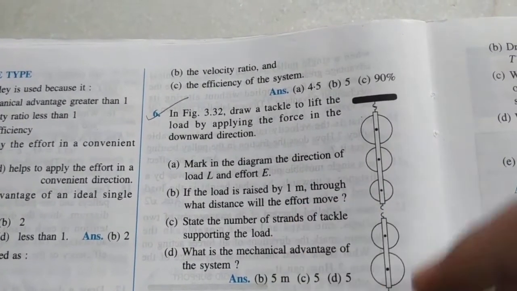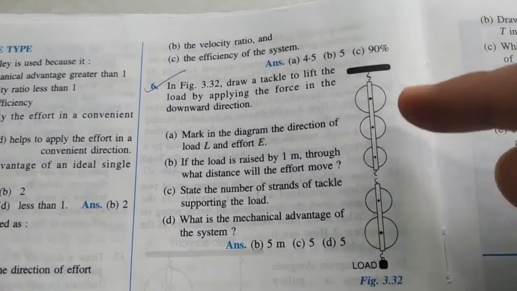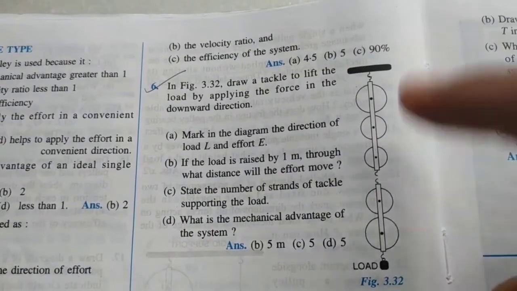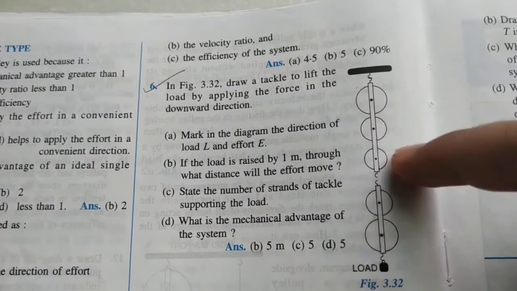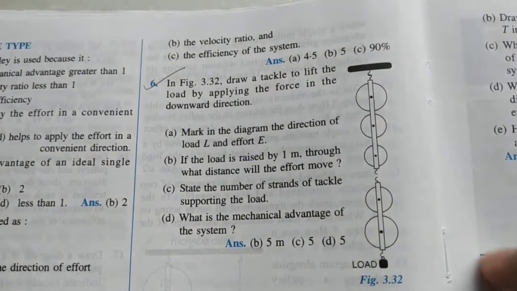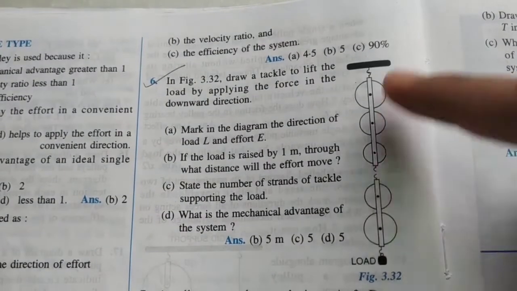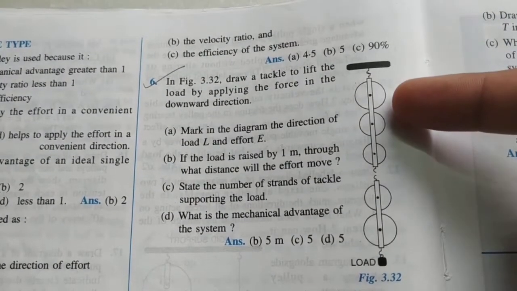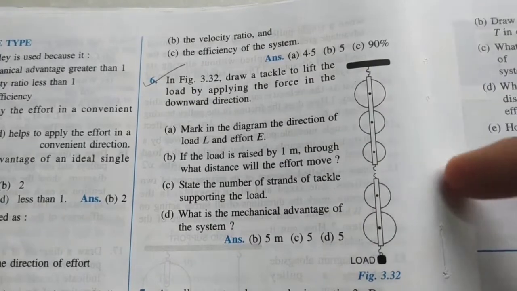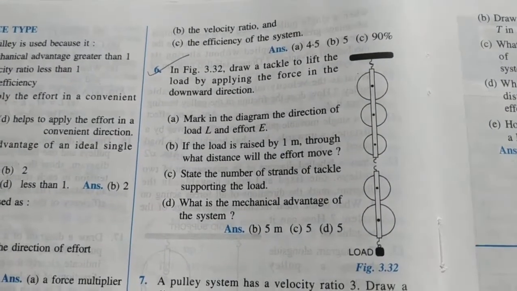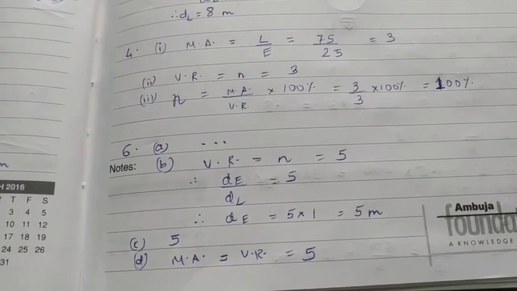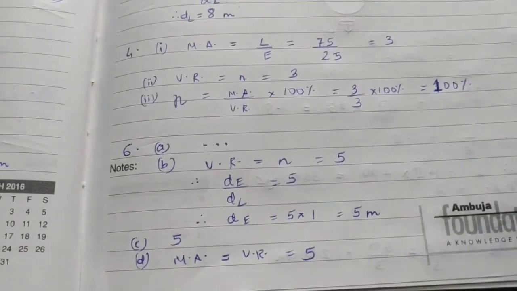If the load is raised by 1 meter, what distance will the effort move? Since this is a force multiplier, the speed will be less. That means the effort will have to move a lot to lift the load by 1 meter. And how much? You can guess. Since there are 5 pulleys, effort has to be pulled by 5 meters. But we'll have to show the calculations. So first of all, velocity ratio is equal to number of pulleys, which is 5.